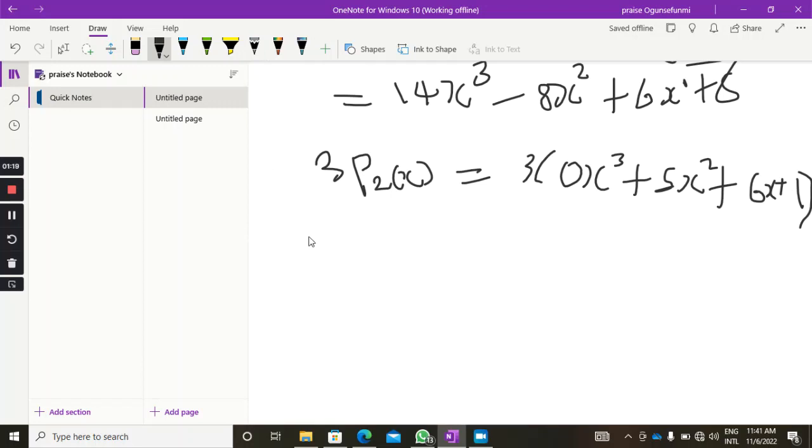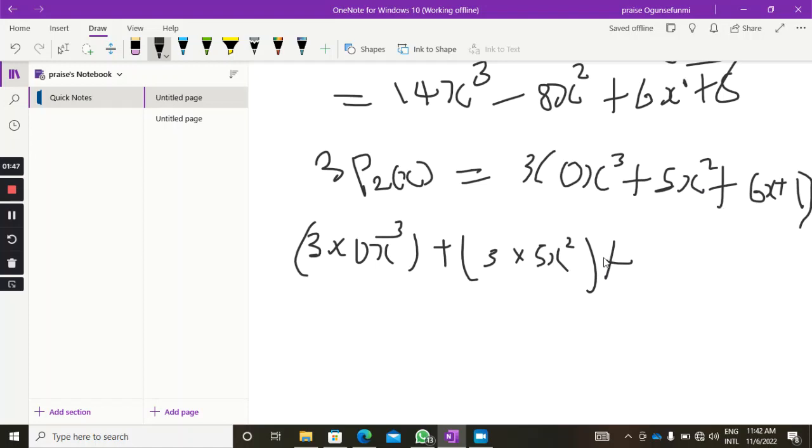So 3 times 0x cubed plus 3 times 5x squared, then 3 times 6x. Because of the sign here, you add, plus 3 times 6x, then plus 3 times 1.